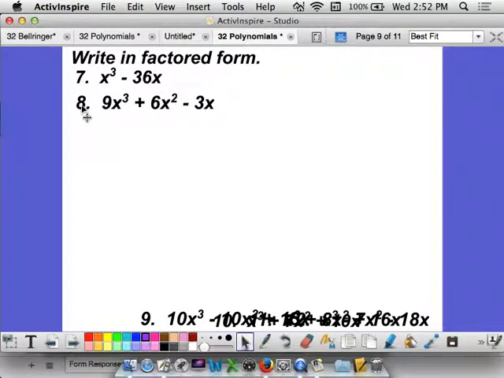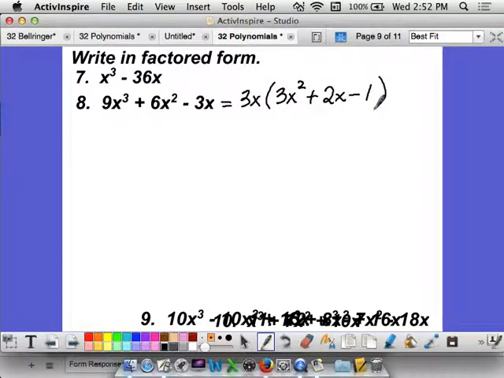Number 8. On number 8, again, we're looking for the greatest common factor first. Always look for the greatest common factor first. In this case, I do have one. It is 3x. When I factor this out, 3 will go into 9x cubed, 3x squared times. 3 will go into 6x squared, 2x times, and then 3x will go into 3x, a minus 1. You cannot forget that minus 1. If you were to distribute back, you would get that same trinomial with a degree of 3, so I know that I factored that 3x out correctly.